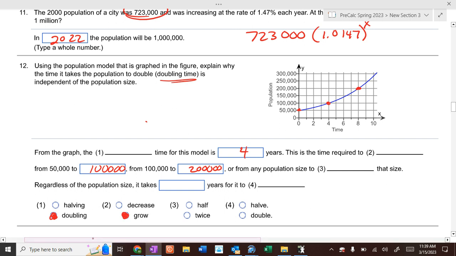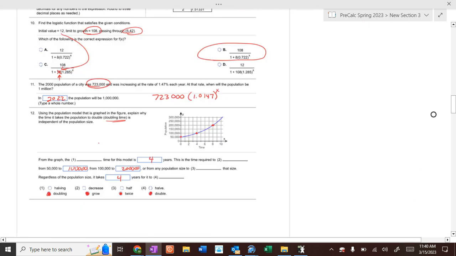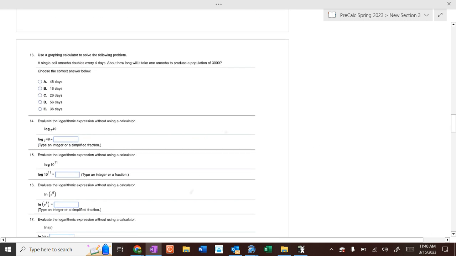To grow to that size. Regardless of the population size, it takes 4 years for it to double. So I'm missing a blank here. The time required to grow from that to that is twice. Yeah, I think those are the words that I need. All right.